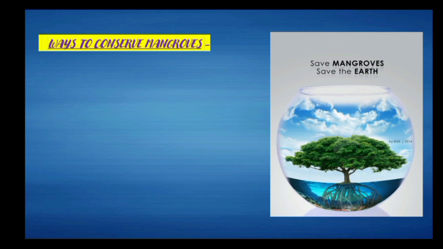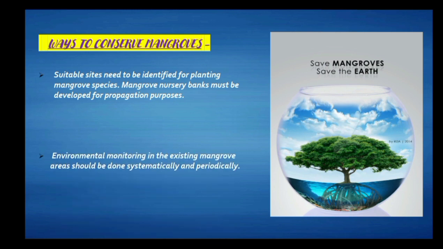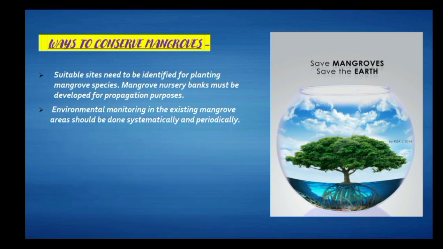Now move on to our next topic, that is ways to conserve mangroves. Means how to conserve our mangroves, how to save our mangroves. Suitable sites need to be identified for planting mangrove species. Mangrove nursery banks must be developed for propagation purposes. Environmental monitoring in the existing mangrove area should be done systematically and periodically.